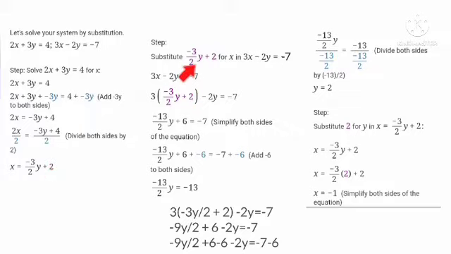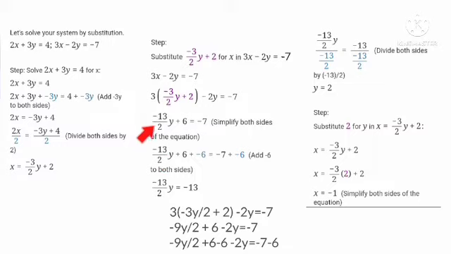So how do we go about that? All we need to do is substitute for x. Anywhere we see x in equation 2, we are going to replace it with this, since they are equivalent. So we are going to have 3 into bracket negative 3y over 2 plus 2 close bracket, minus 2y is equal to negative 7. Now once we open this bracket, we are going to have negative 9y divided by 2 plus 6 is equal to negative 7.